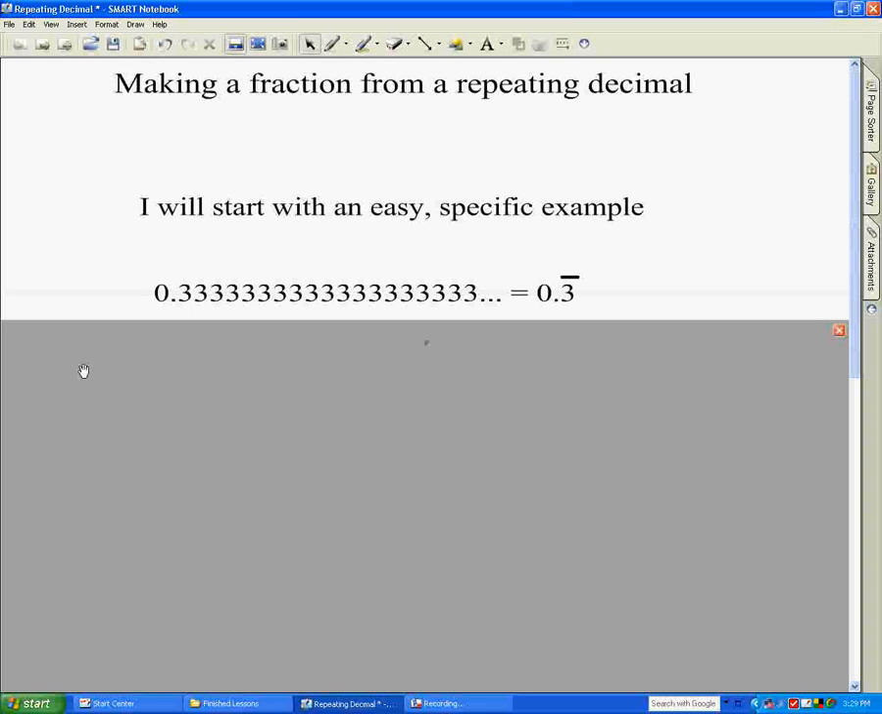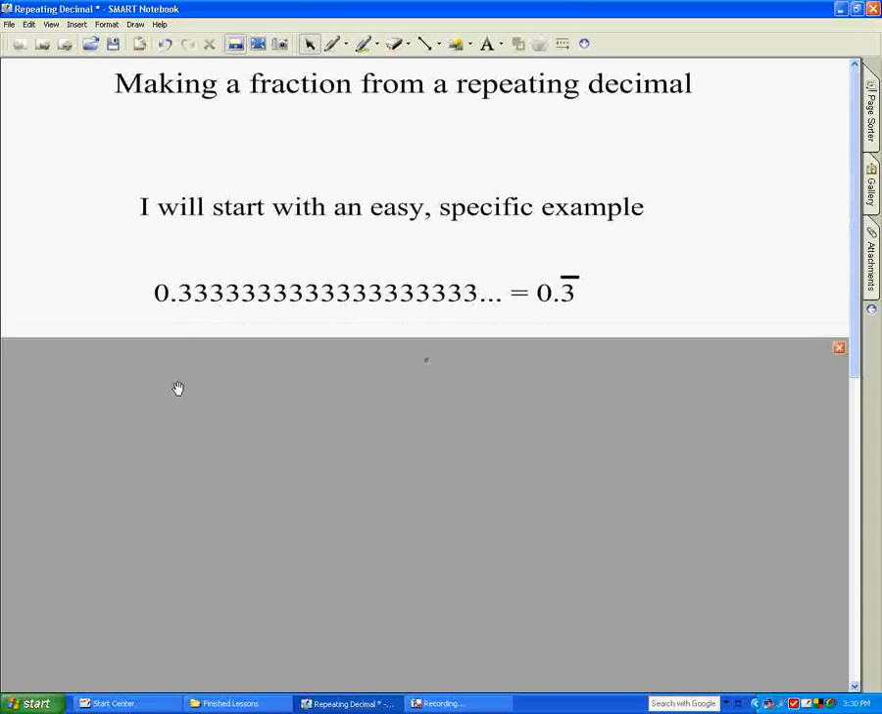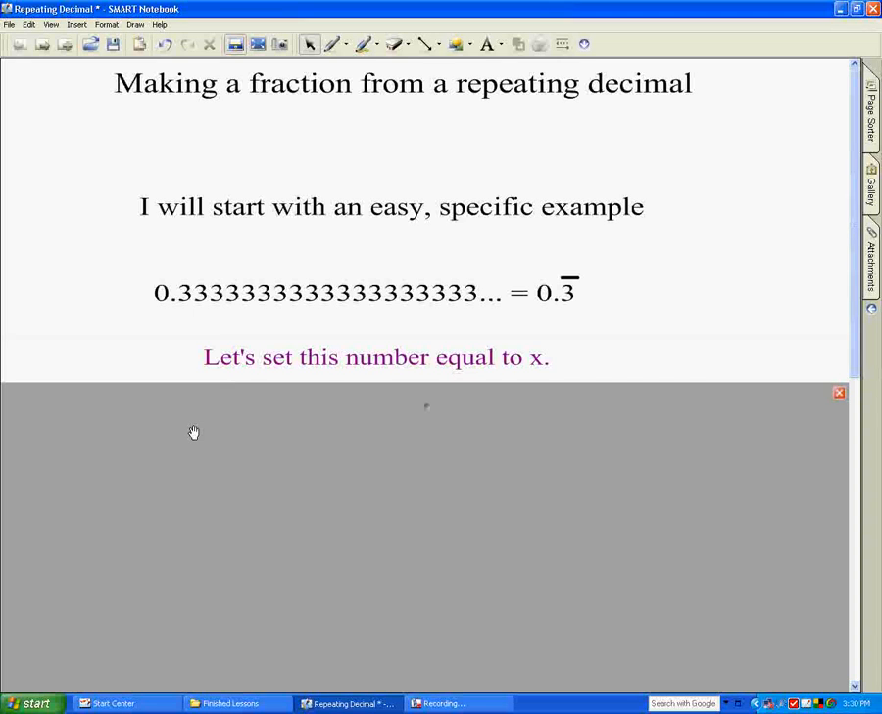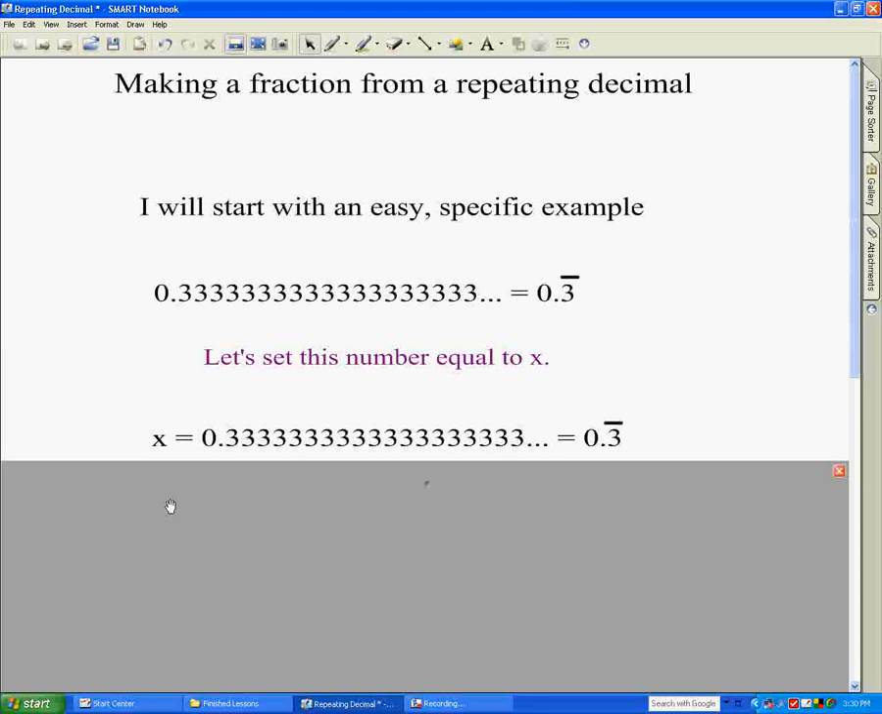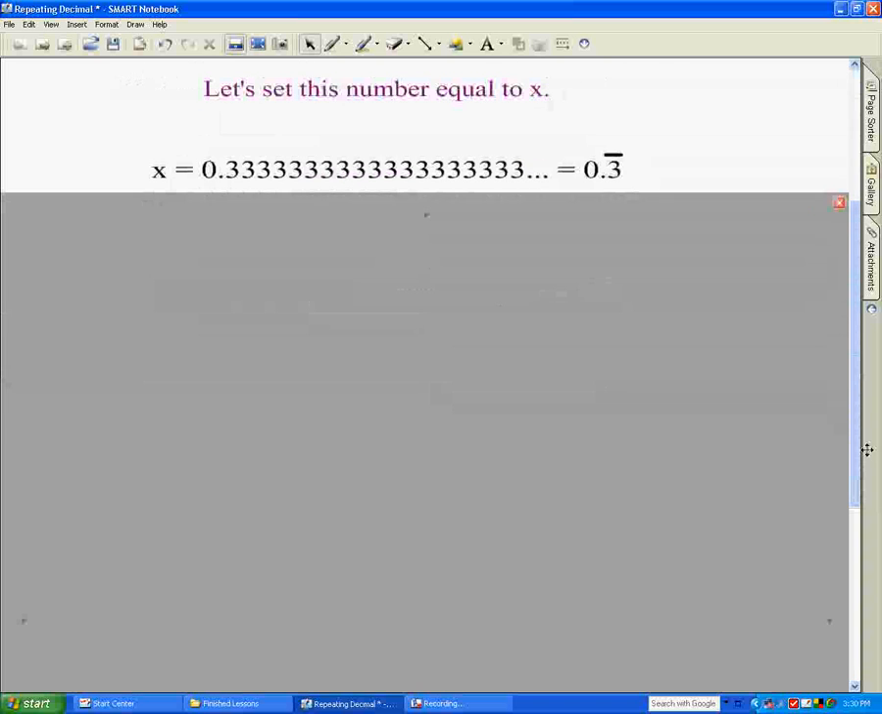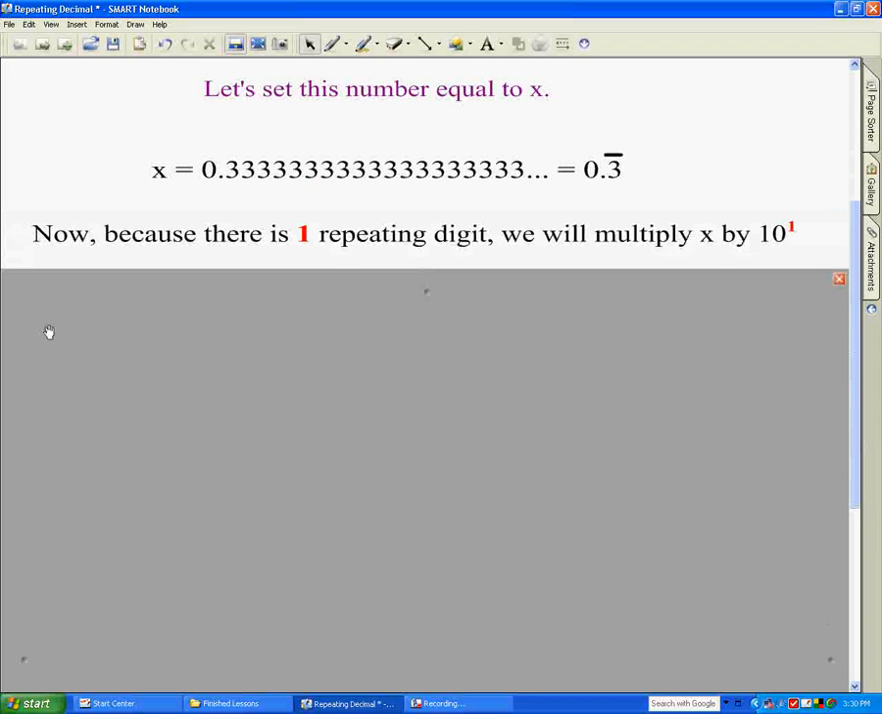So it's 0.33333333, which is 0.3 repeating. Okay, so we want to make a fraction out of this. Now, most people probably know 0.3 repeating is the same as 1/3. Well, we might not know that. So let's set this number equal to x. So I'll set the repeating decimal equal to x. x equals this, 0.333333, repeating. Okay, now we're going to multiply x by 10 to the first power because there's one repeating digit.